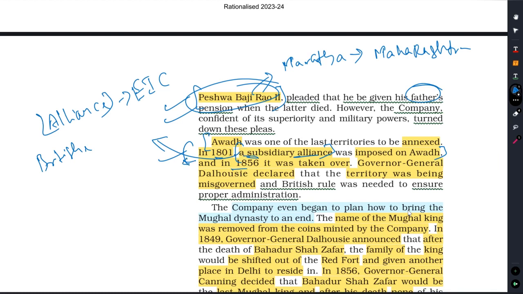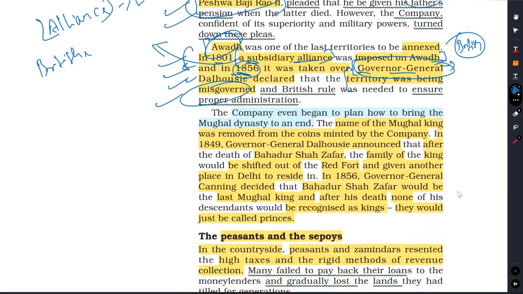See, in 1856, Awadh was taken over. This year is very important, and you should also try to remember the Governor General's name. Here, the Governor General was Dalhousie. The reason given by Dalhousie to capture this region was that this place was misgoverned by the local leader, and British rule was to ensure the proper administration of the region. This was the reason given by Dalhousie to capture this place.